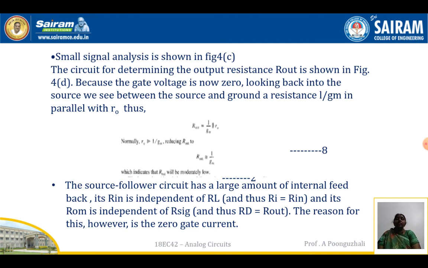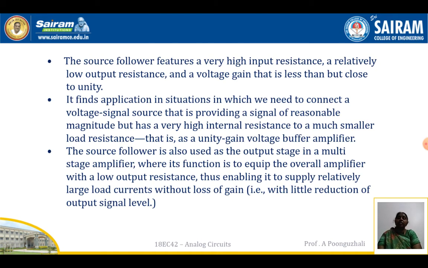So the source follower circuit is going to have a large amount of internal feedback, and its resistance Rin is going to be independent of RL, and thus Ri is equivalent to Rin, and its Rout, that is the output resistance, is going to be independent of your R signal. The reason for this is that we are going to have zero gate current. So the source follower is going to have a very high input resistance and a low output resistance, and the voltage gain is going to be unity, or less than but close to unity.